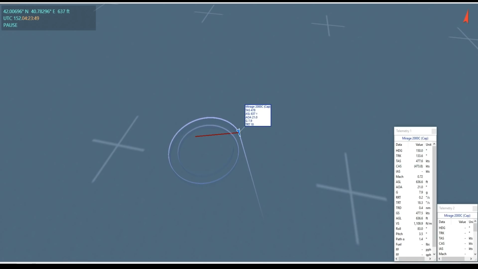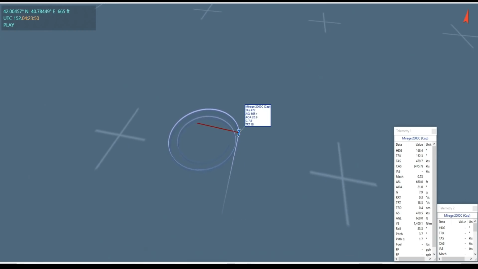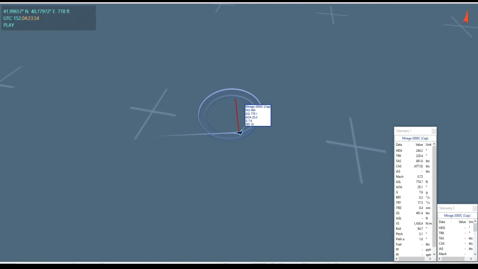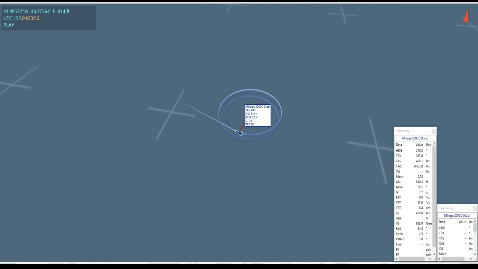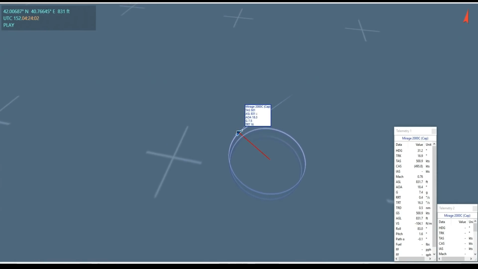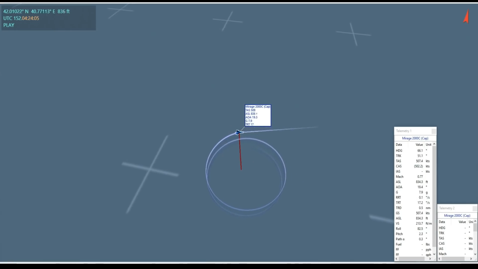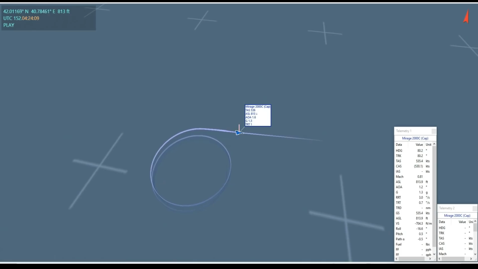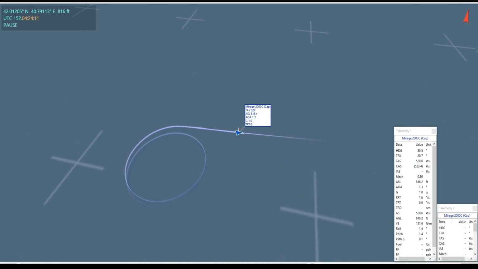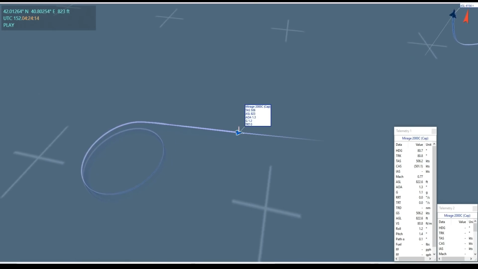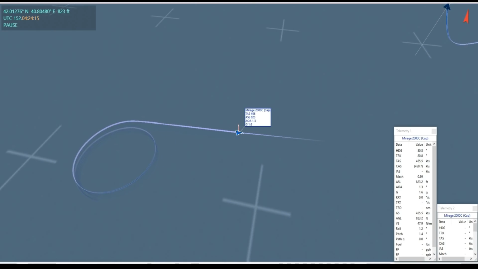480 knots, 18 degrees per second. 8G, 18 degrees per second, 500 knots. Just below about 8G and unload. And is that all I did? Quickly speed that up. That is literally all I did.